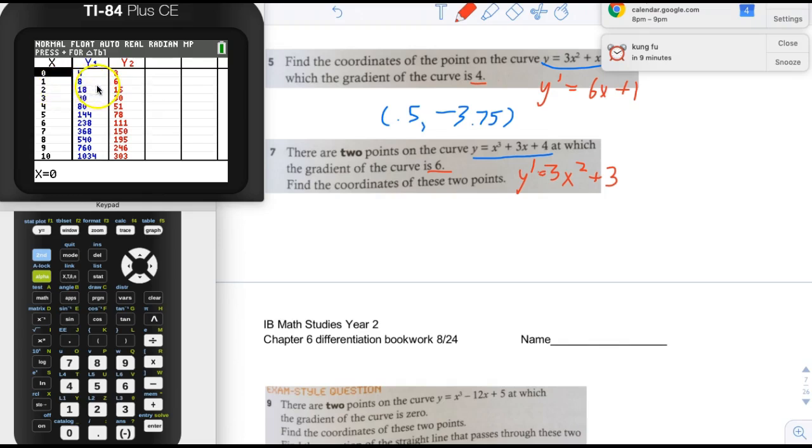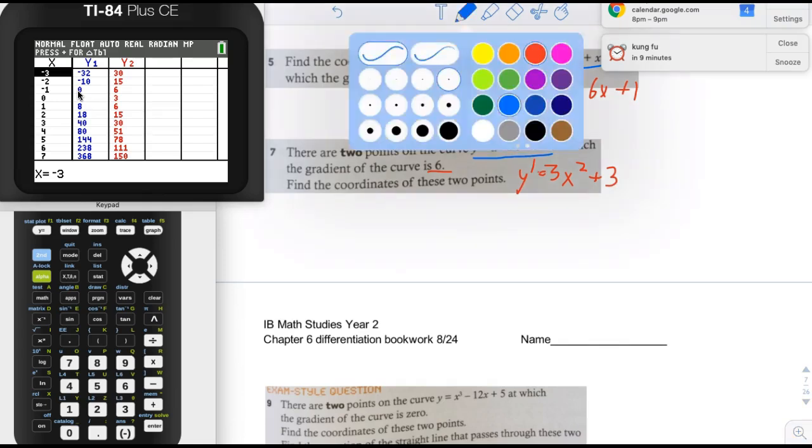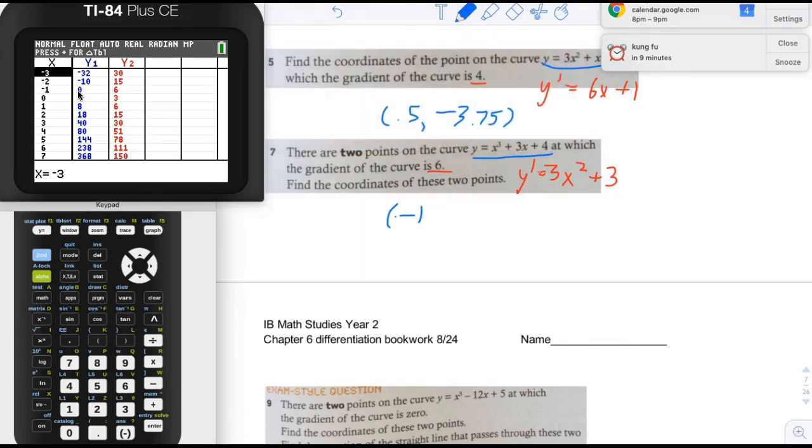I can already see 1. 1 comma 8 is one of the points. Let's go up a little bit. See, there it is. There's one here and there's one here. So one of the points would be negative 1 comma 0, and we'll put that in blue. And the other point would be 1 comma 8. Okay, so those are the 2 points that have a red 6 or a slope of 6.